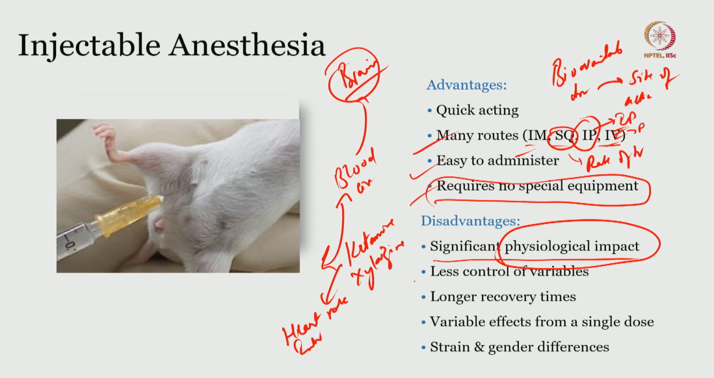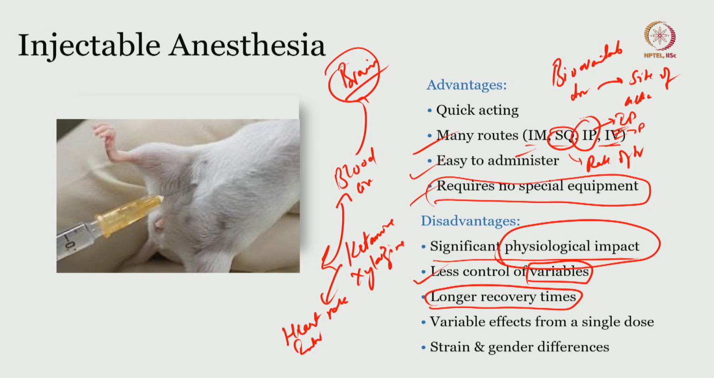And of course, as I said, less control of variables. You really do not know to what extent it is going to suppress the heart, to what extent the intracranial pressure is going to rise. So it is really difficult unless you have a very good health monitoring system. In spite of that, many deaths of rats have been reported when such drugs are used, and they tend to take longer recovery time because some drugs are going to be in the system for a longer time.